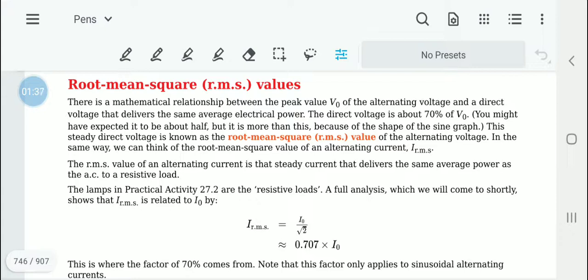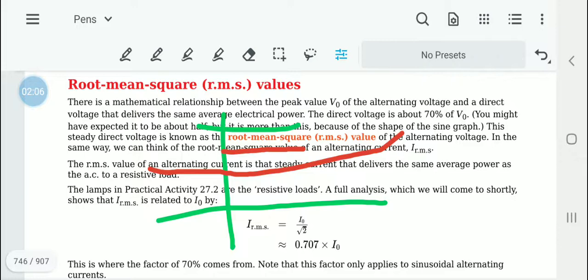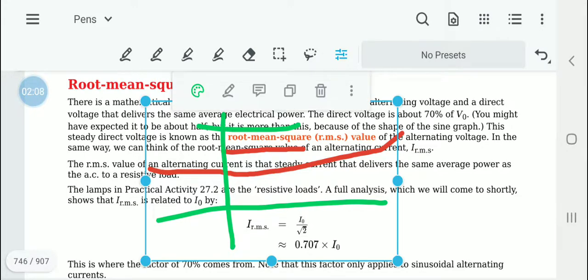So that means if the voltage of the alternating current is at this point, then the direct current that would supply the same power should have a voltage somewhere here. In a general sense it should be at the halfway point. But why is it not at the halfway point?